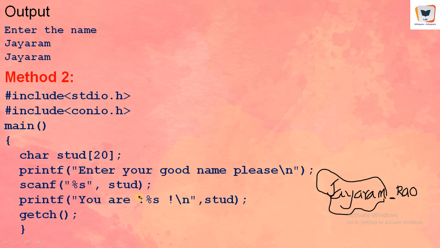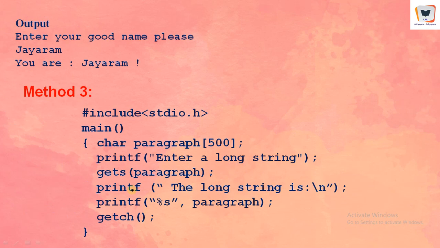And if the string happens to be only one word, of course this is the simplest method, using %s, the format specifier. And we will go for the third method, and this is the real method that should be used. Okay, here we use what is called gets, get string. It's a function defined in stdio.h. Therefore, nothing to worry. char paragraph[500]. printf("Enter a long string"). We can enter a paragraph.